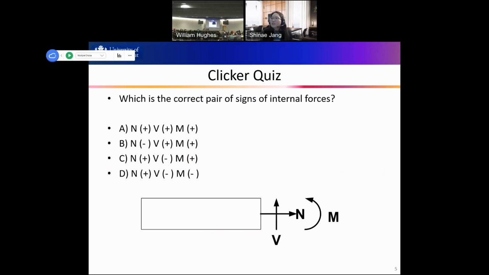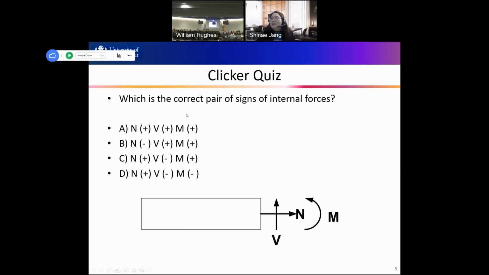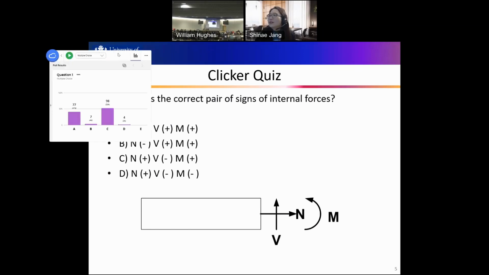Okay, our first clicker quiz. So I show you again. This is positive tension, and at the cut section V or bending moment is positive. What is the correct pair of signs of the internal forces? This is the direction of the 3 internal forces, right? What do you think? Is this N positive? Is this V positive? And is this M positive? What's the correct pair among A, B, C, D? Okay, great. So let's see the result.